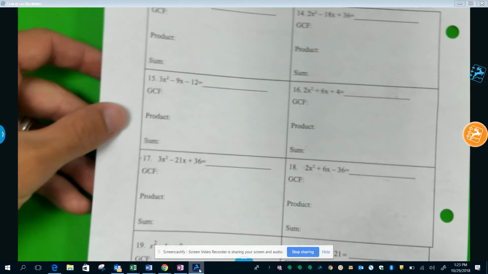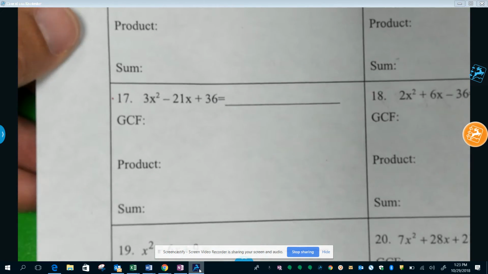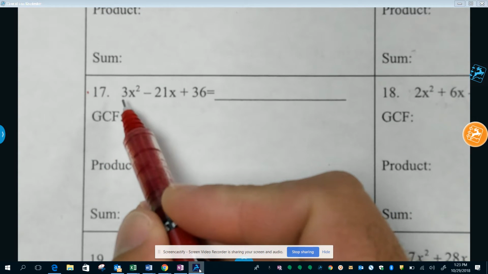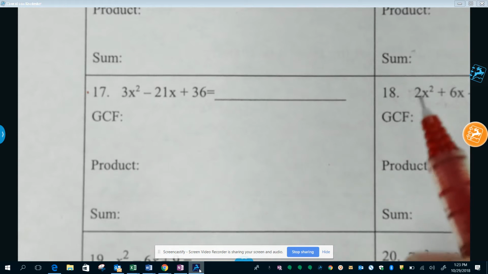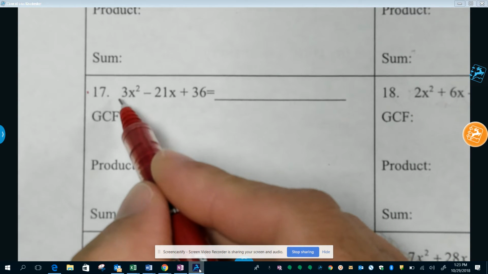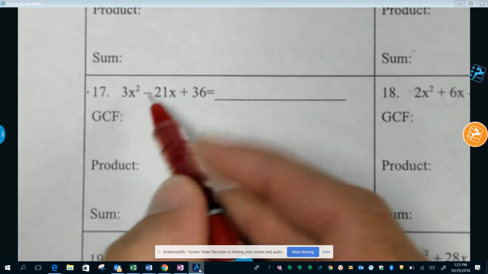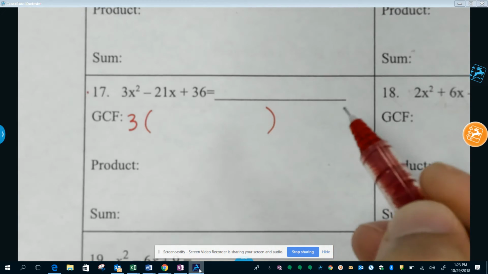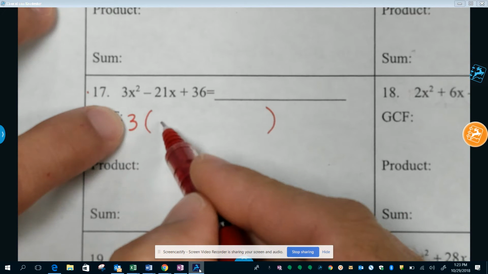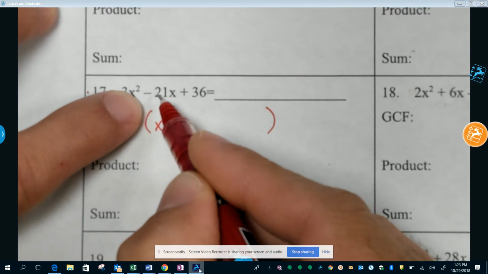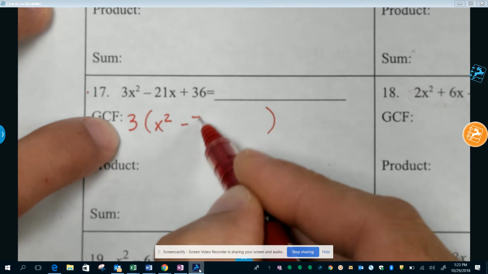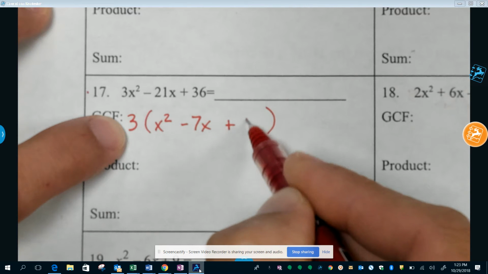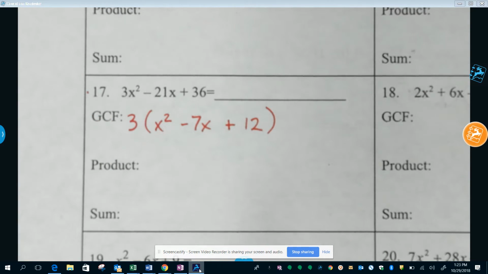All right, so if we flip it over to the back, look at number 17. Number 17 looks a little bit different because my A value here is not a 1. Well, we always look for GCF first when we are factoring. So what's the greatest common factor that goes into all three of these numbers? It's a 3. If I take a 3 out, remember you need that one big parenthesis to tell me what's left over. So 3 divided by 3 leaves me with 1x squared. Negative 21 divided by 3 leaves me with negative 7. X is in the middle. And 36 divided by 3 leaves me positive 12. So my GCF is 3.